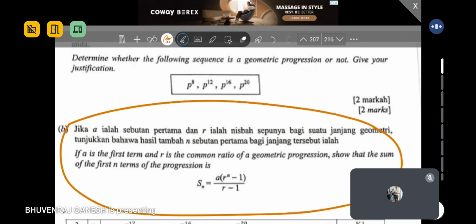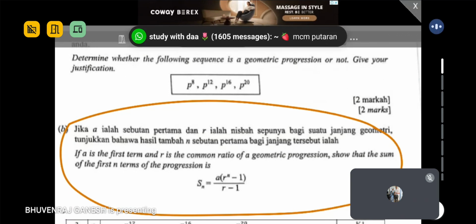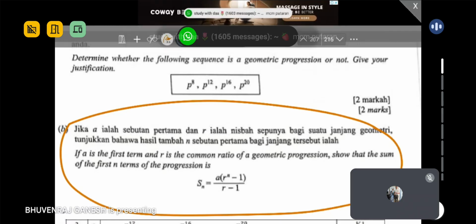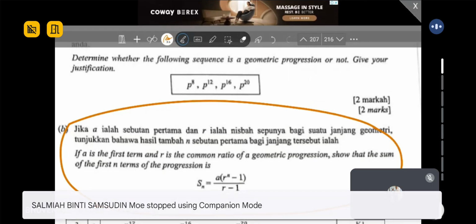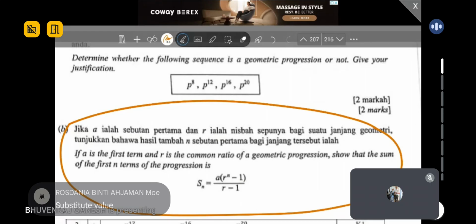Cuba bagi idea. Try to give me how will you start this kind of question. Nak mula tu sangat susah. In NMaths, the starting is the most difficult. So you guys must try your best to think how to start the question. Macam mana nak mula? So anyone can give some suggestion?